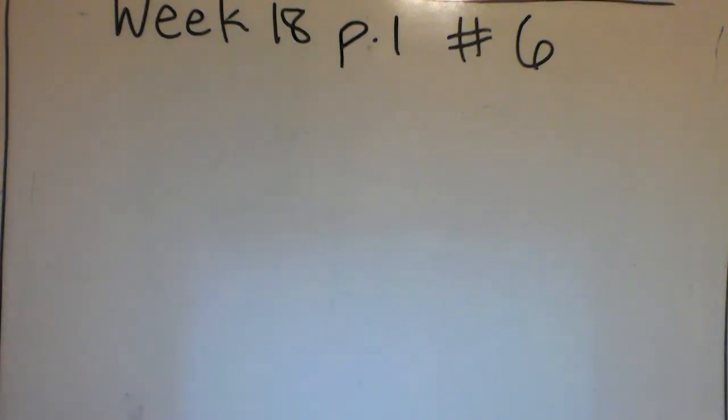This is week 18, page 1, problem number 6. It reads, write the expression for the solubility product constant for lead iodide, a solid. The first thing that needs to be done is to write the equation for the equilibrium of lead iodide that is separating into solution.